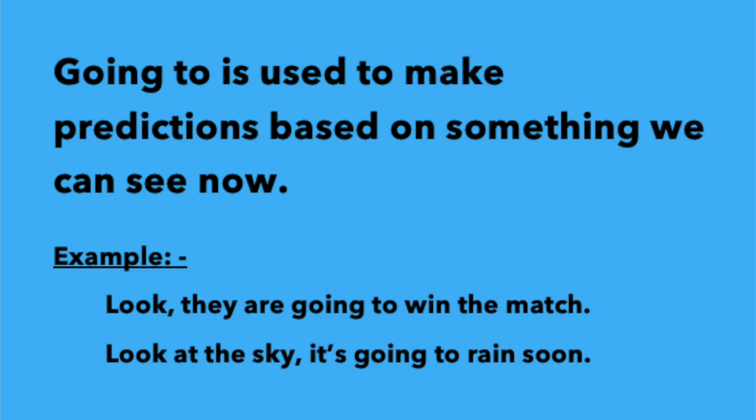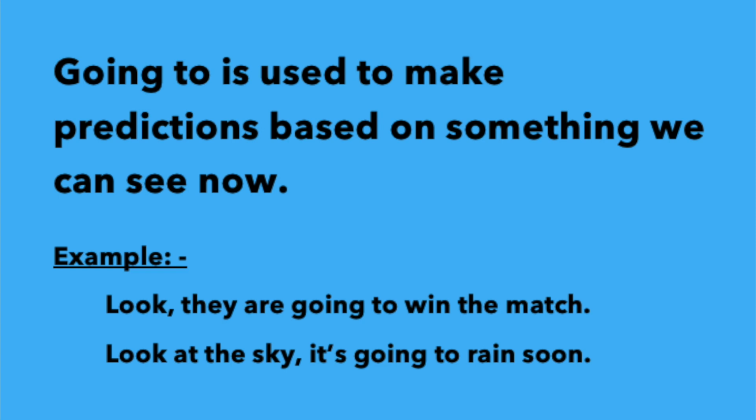See the next example. Look at the sky. It's going to rain soon. How do you know? We can see a lot of black clouds. So it's definitely going to rain in a few minutes. Remember this when you make predictions with will and going to.